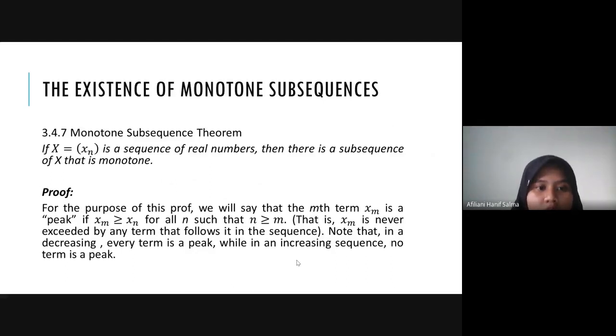For the purpose of this proof, we will say that the mth term xm is a peak if xm is greater than or equal to xn for all n such that n is greater than or equal to m. That is, xm is never exceeded by any terms that follow it in the sequence. Note that in a decreasing sequence, every term is a peak, while in an increasing sequence, no term is a peak.